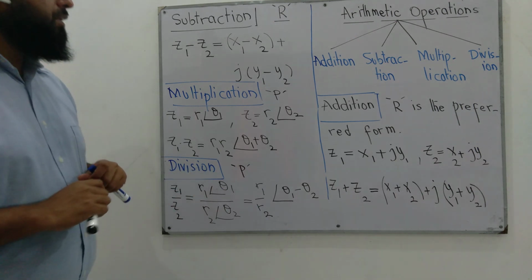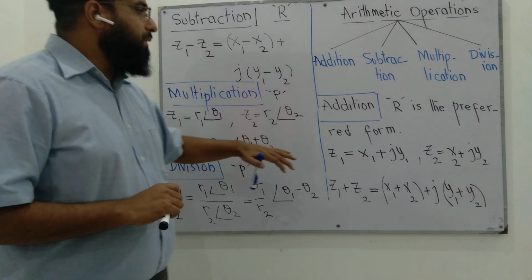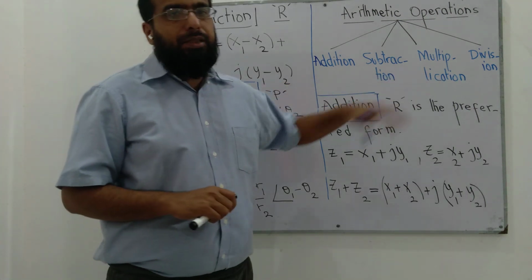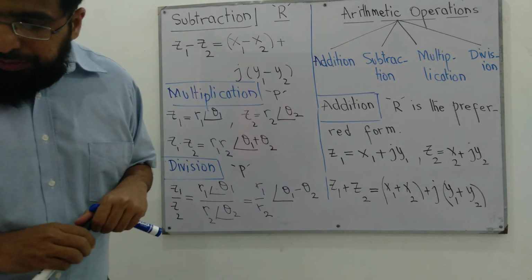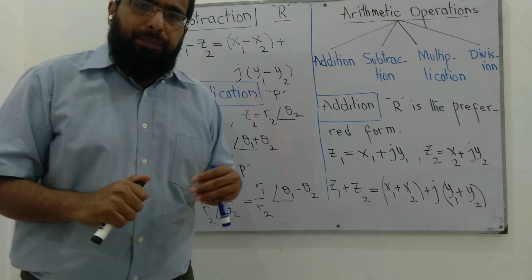So in this lecture, we have studied the preferred forms of complex numbers for the four basic arithmetic operations. We'll continue with AC circuit analysis in upcoming lectures.